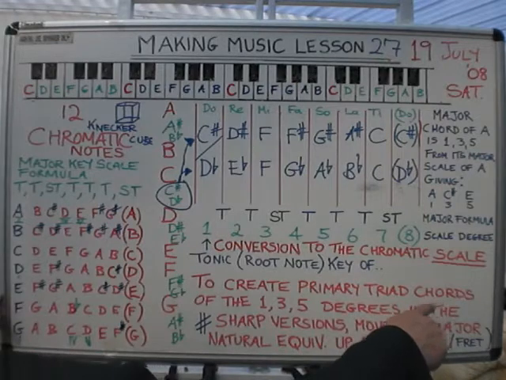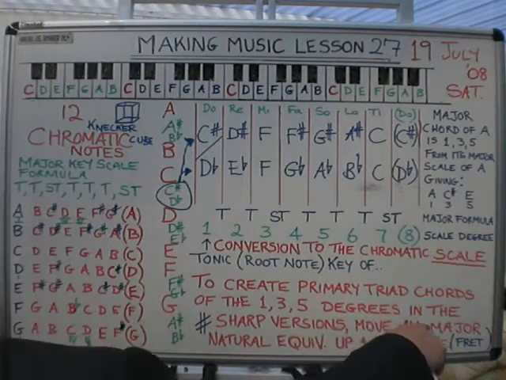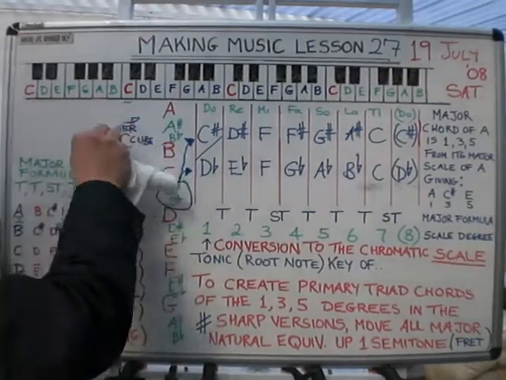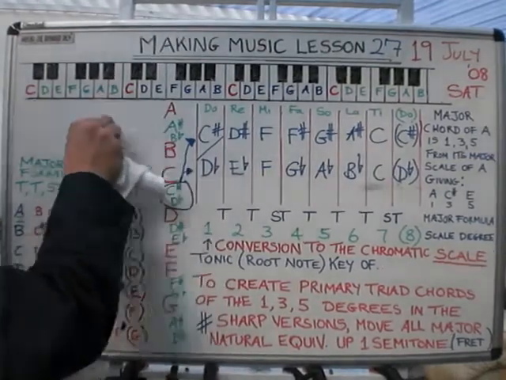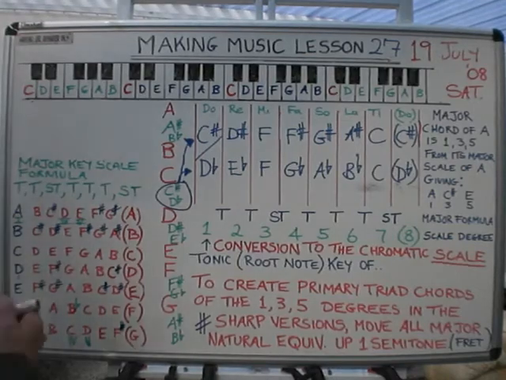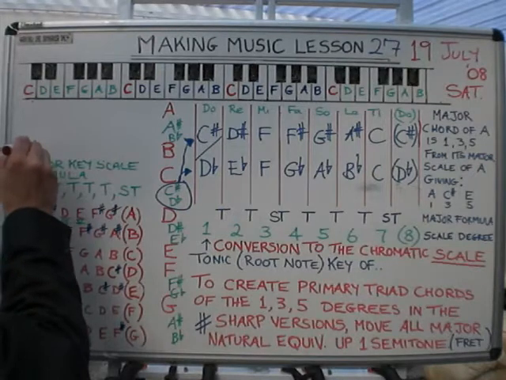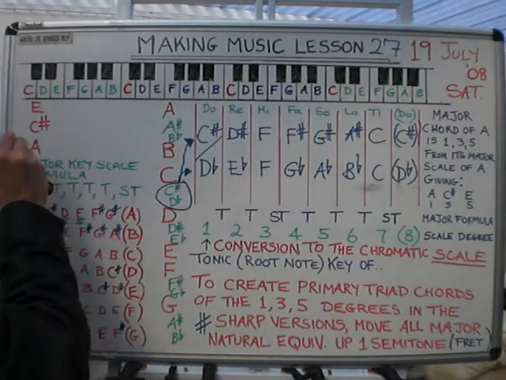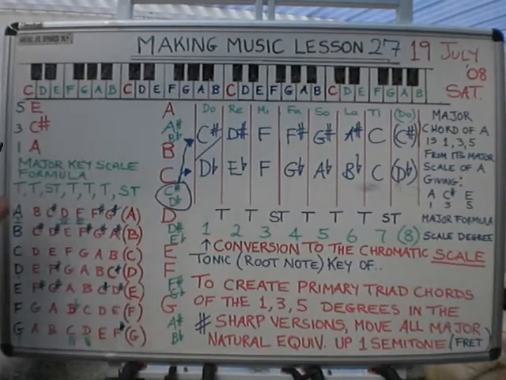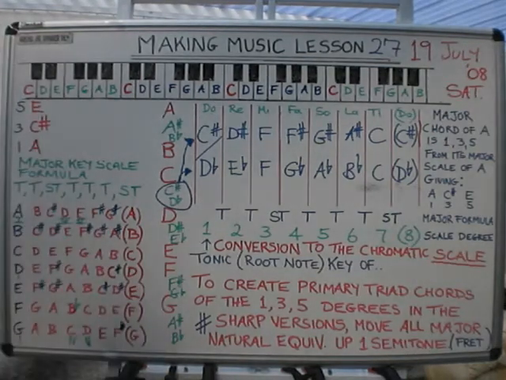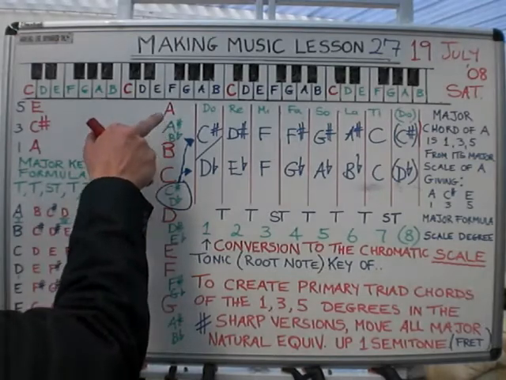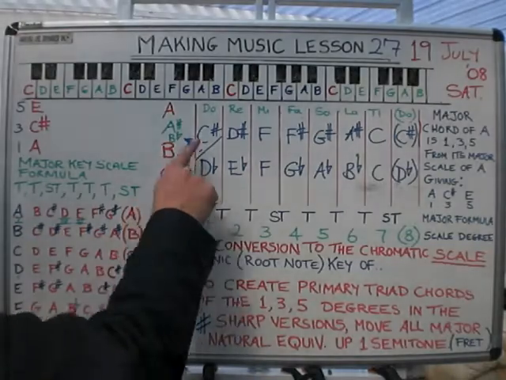Let's have a look. Just remember this: to create primary triad chords of the 1, 3, 5 degrees in the sharp versions, move all major natural equivalents all up 1 semitone. Not keen on rubbing that out. I'll rub it out here. So it's a small area to work in, but we're not really bothered. So originally we had A, I'm going to write it vertically, A, C sharp, E. And that was 1, 3, 5. It's only counting numbers, so we can do 1, 2 in between, 3, 4, 5, 6, 7, and so forth. So this one is A, C sharp, E. But I want to do it from the A. Now, of course, on here, I've actually written out this C one.